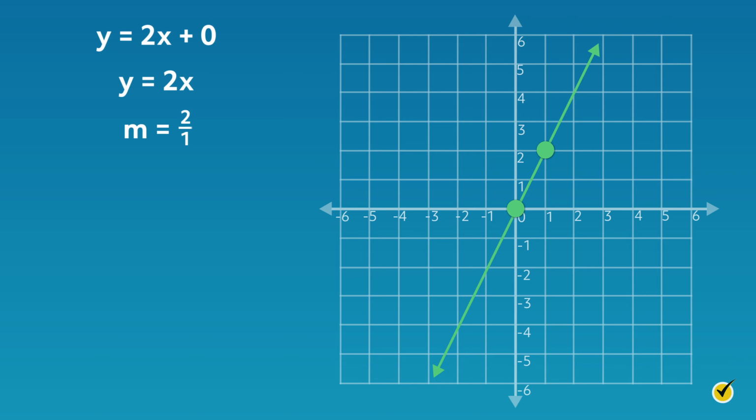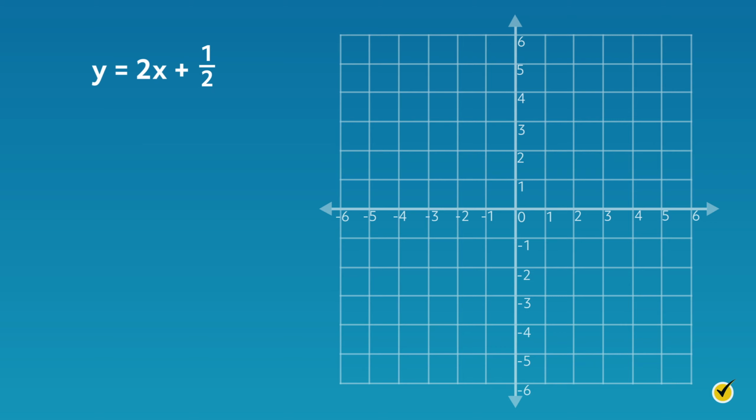What if the y-intercept is a fraction? Consider the equation y equals 2x plus 1/2. In this case, we see the line passes through the y-axis halfway between 0 and 1 at 1/2, or (0, 1/2). If the y-intercept is a fractional value, then it will pass through the y-axis at the fractional value it represents. The slope m is 2 over 1. From (0, 1/2), move 2 units up, rise, and 1 unit over, run, to reach the next point, (1, 2.5).